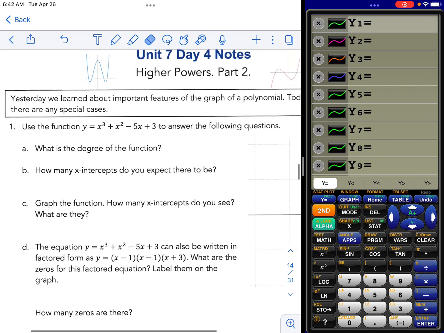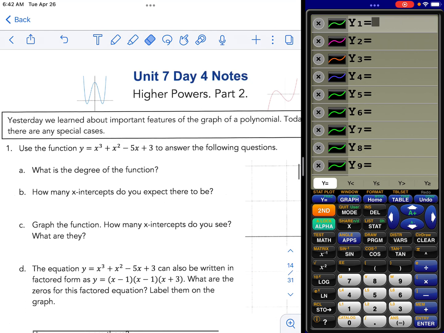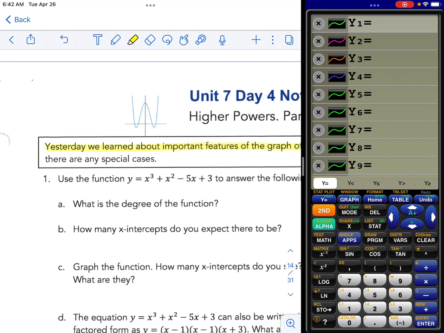These are the notes for Unit 7, Day 4. And so the previous day we learned about important features of the graph of the polynomial. So in yesterday's activity, we have this anchor chart, and you determined some really general conclusions. So let's first summarize those conclusions.